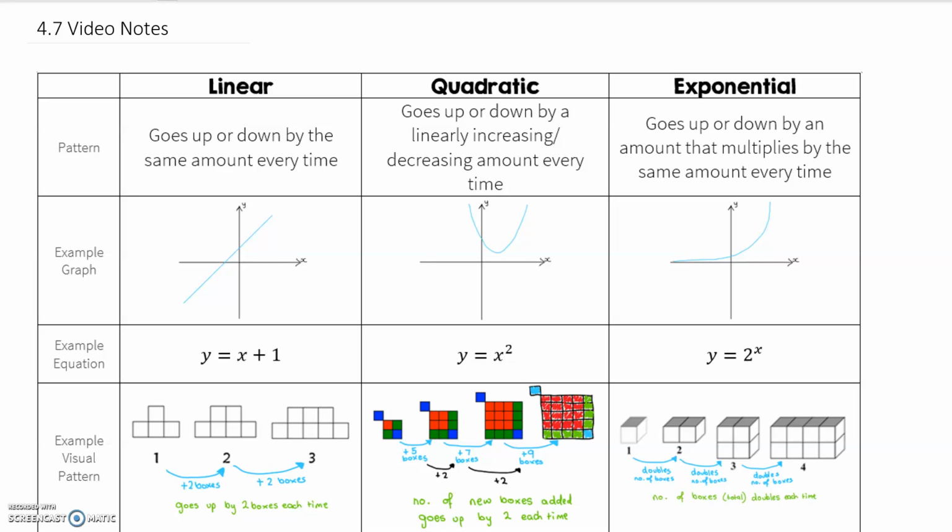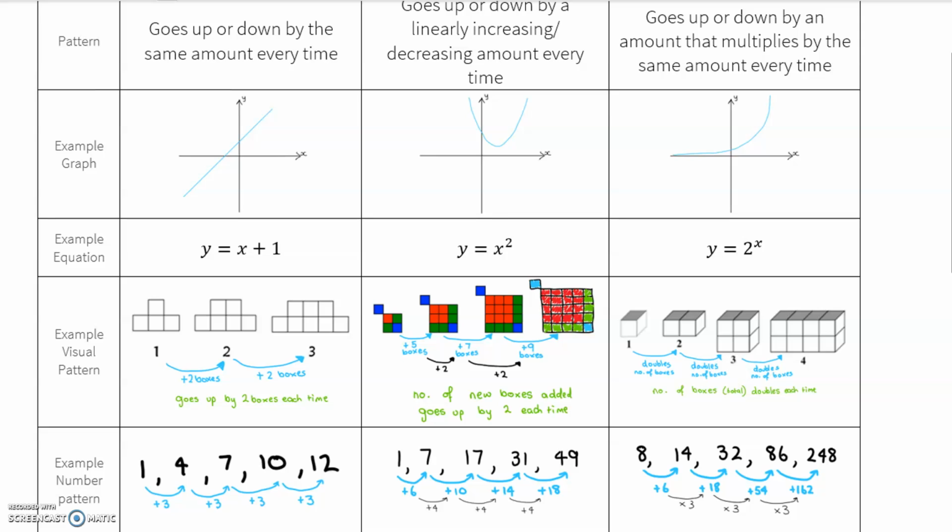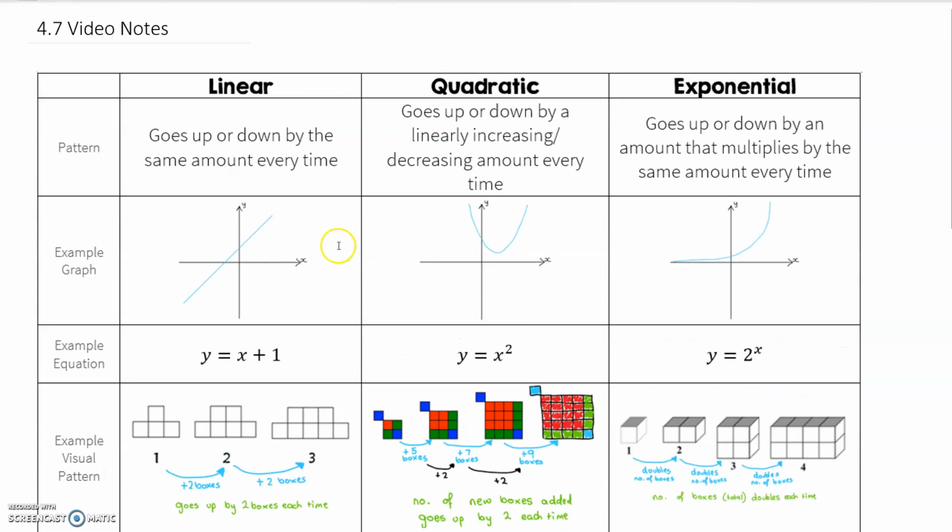So as we discussed in 4.6, linear equations go up or down by the same amount every time. And you can see that in the example down here. In this pattern, each step goes up by 2 boxes or 2 squares each time. So every single time the pattern goes up by 1 step, the number of boxes increases by the same amount every time. That's a linear equation. And it's called linear because it makes a straight line when you graph it.